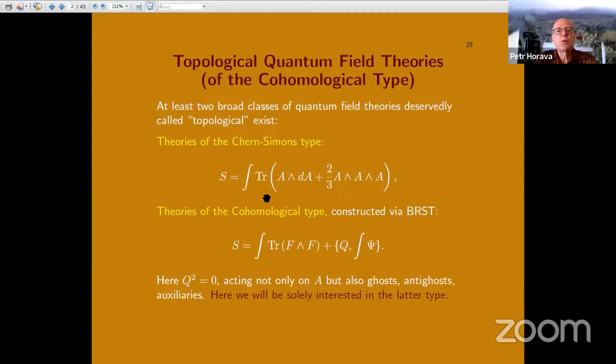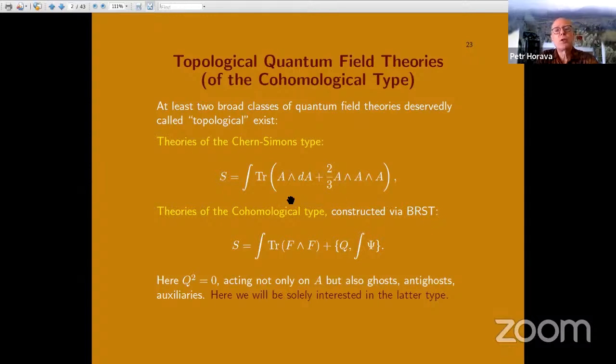This is not the type of theories that I'll be interested in. So hopefully this is not too disappointing to those of you who are studying these types of field theories. These are fascinating topological theories, but not the ones that I'll be invoking in making contact with Perelman. So the second class is the one that I'll be interested in. Those are the theories of the cohomological type. That's a somewhat technical term introduced by Edward Witten when he was constructing these theories starting from 1988.